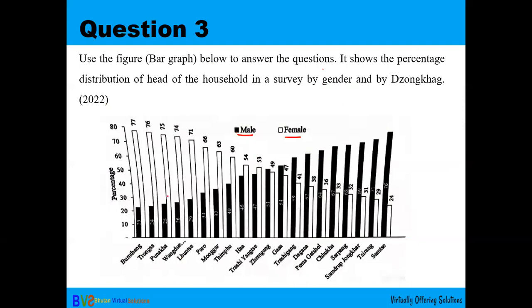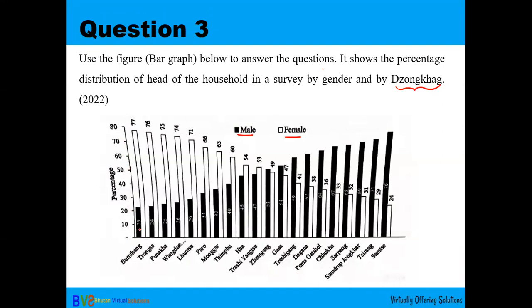Legends: the black shaded bar is all male. The white shaded bar is female. All right, the x-axis is the Dzongkhag. So the x-axis is in Dzongkhag, and the y-axis is in percentage.